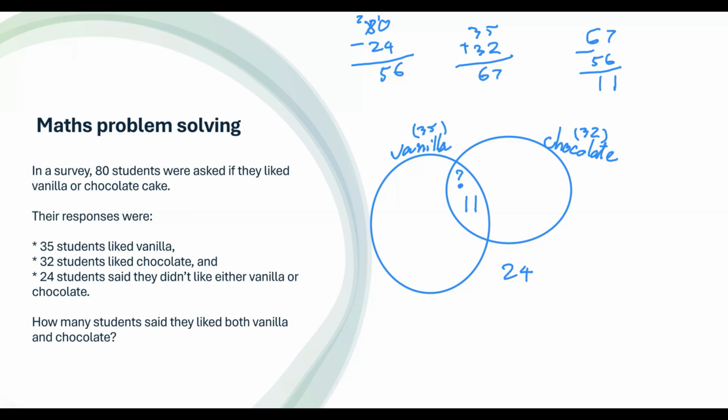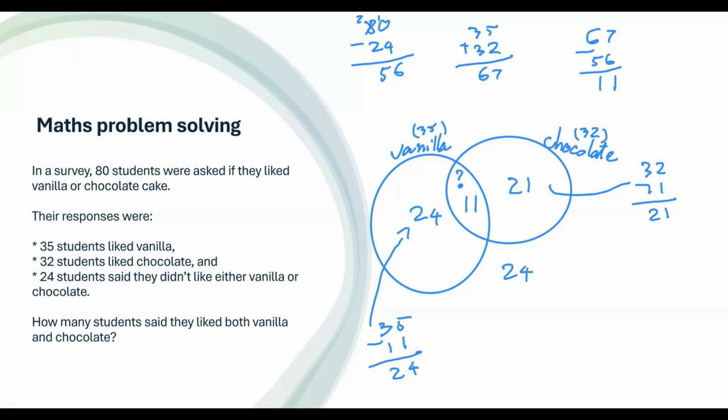So how many will go to only vanilla? To do that, you take 35 for vanilla and take away the middle, then you get 24. So 24 only like vanilla. Similarly, you do that for chocolate. You take 32, take away 11, so you get 21. So 21 go to chocolate only. Now you have successfully built the entire Venn diagram.